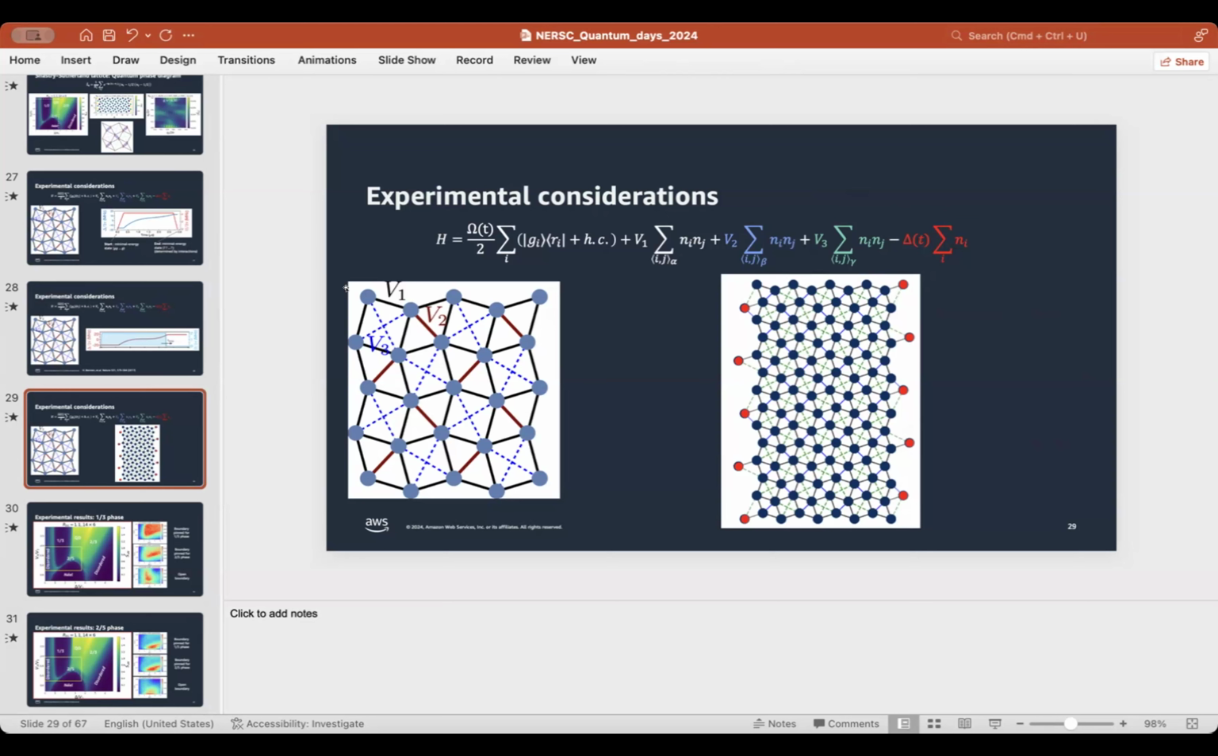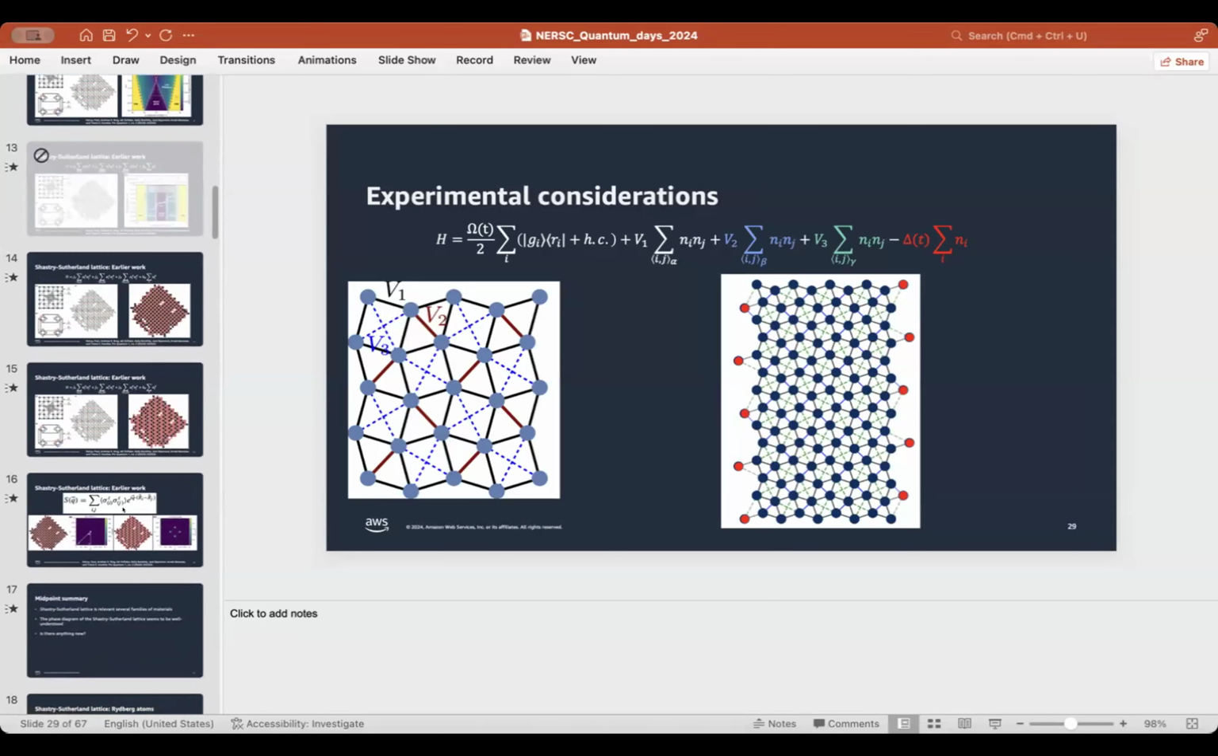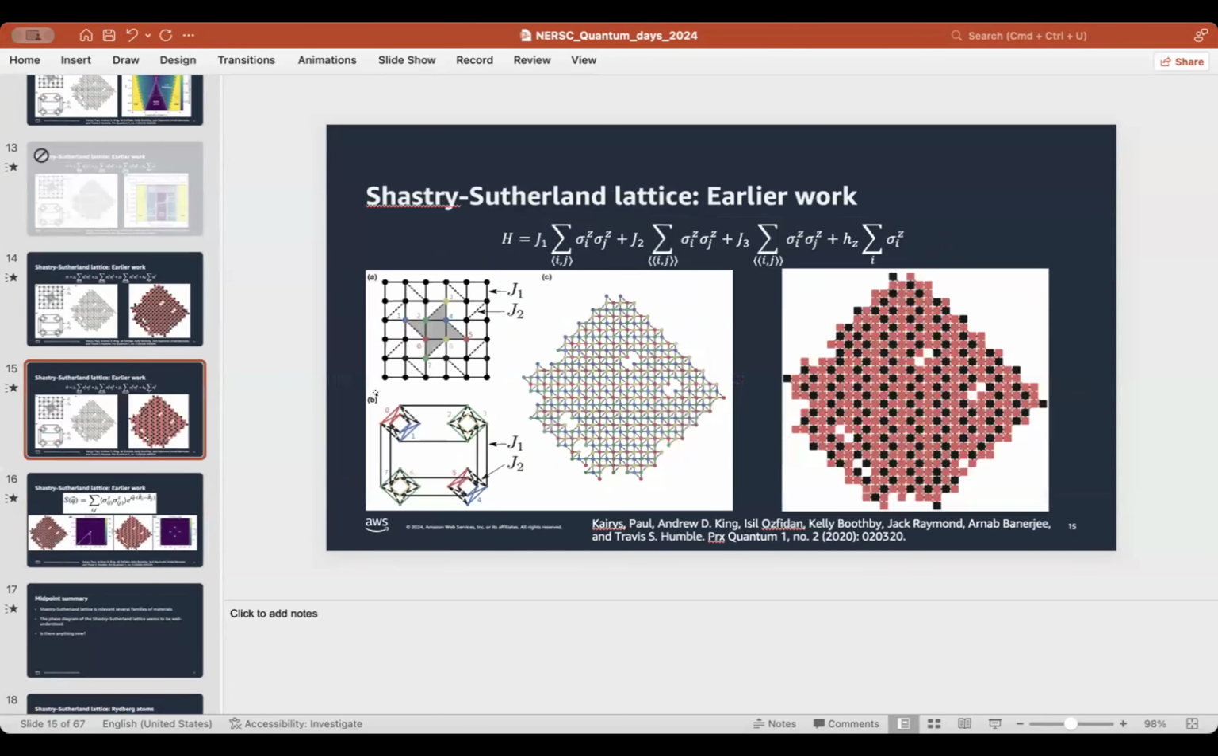Could you say some words on the differences between the D-Wave that you showed at the beginning and the simulations you're doing now? I haven't personally used D-Wave, but I think what they're doing is just plugging this Hamiltonian into D-Wave and finding the ground state. That is basically simulating the classical phase diagram, because this is really a classical Hamiltonian.